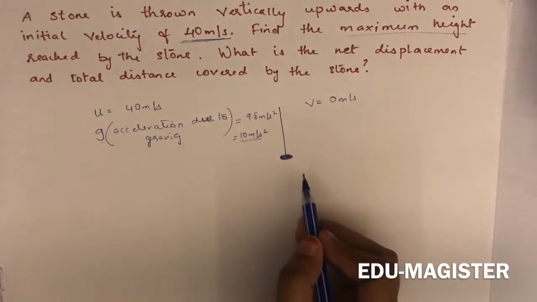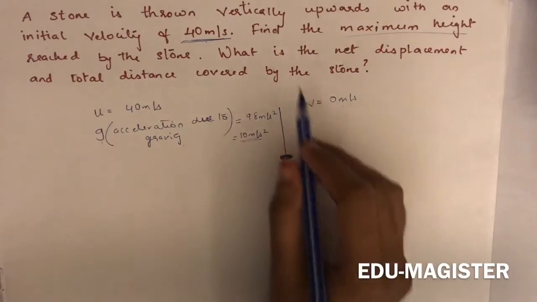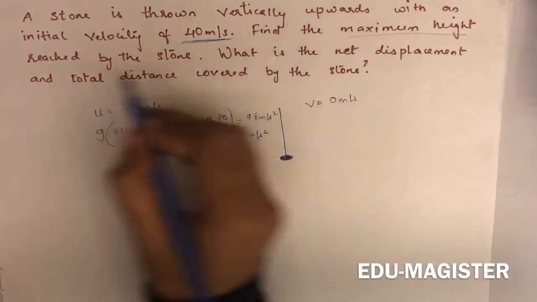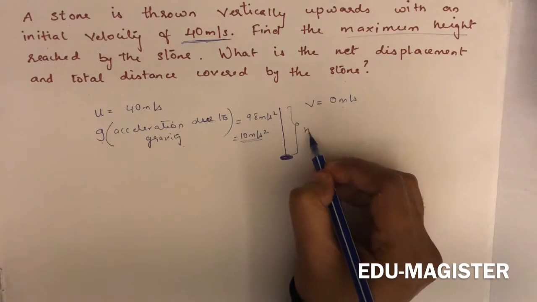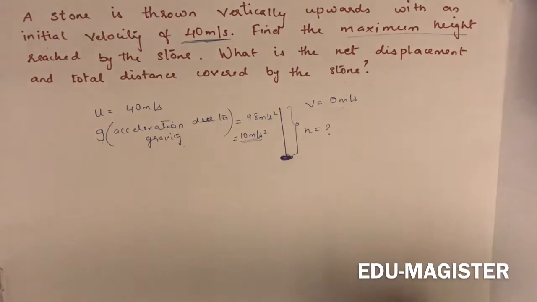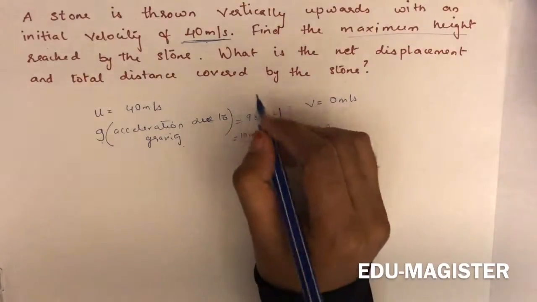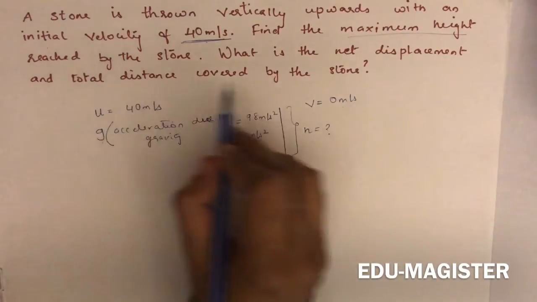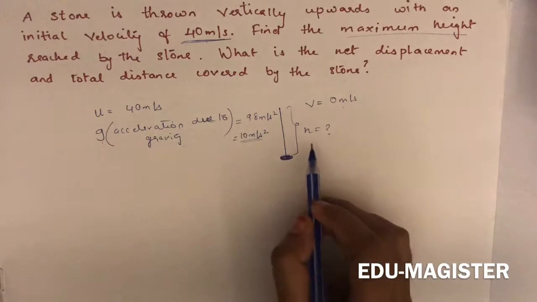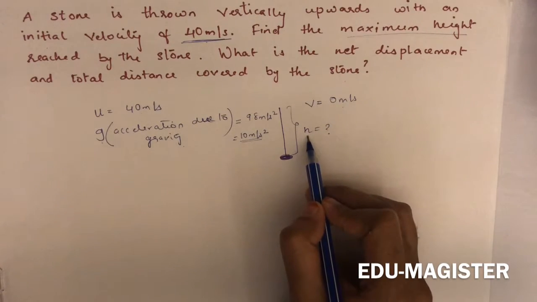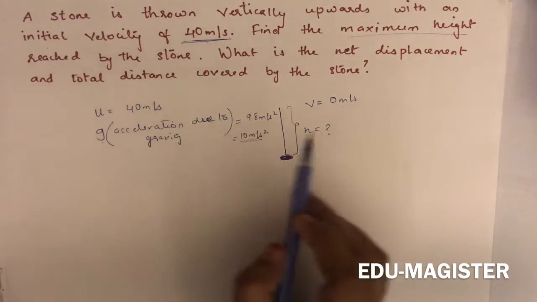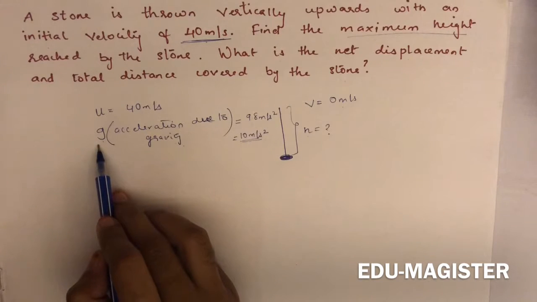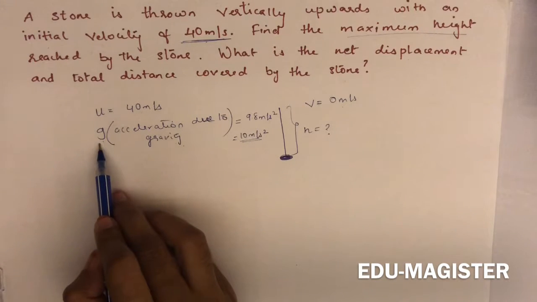So these are the data that is given in the question, and then they have asked us to find the maximum height reached by the stone. The maximum height means this height, h. Then what is the net displacement and total distance covered by the stone? Alright, so let's first calculate what is h. For this, I have initial velocity, final velocity and acceleration. Can you think of the equation of motion that we can use in this scenario?